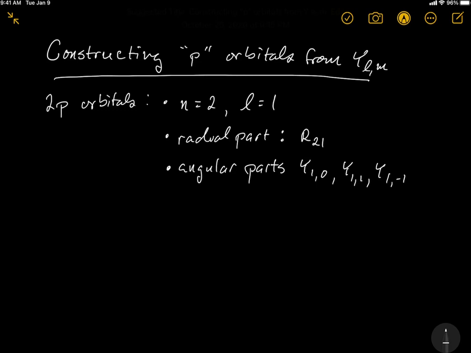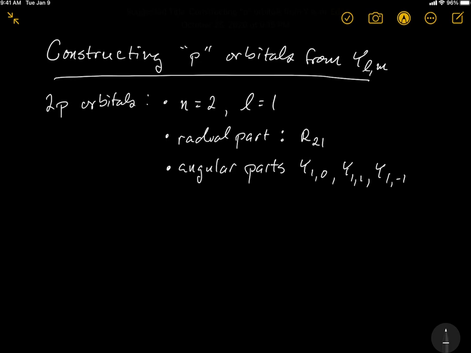So in trying to construct our 2p orbitals, first of all we have the radial part of the 2p orbital, the r-dependent part. And that's given by the R21 wave function that we discussed in the previous video. And what we haven't covered yet is the angular parts of the p orbitals, the Y10, Y11, and Y1 minus 1.